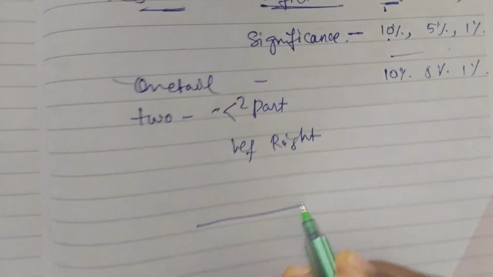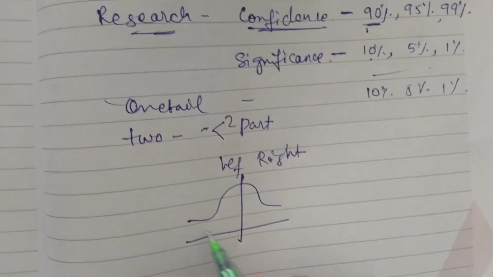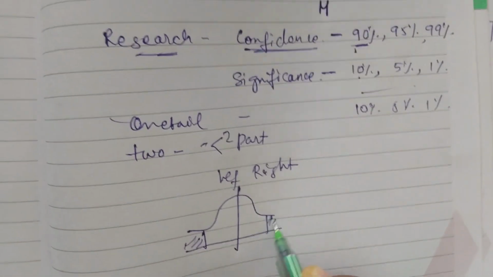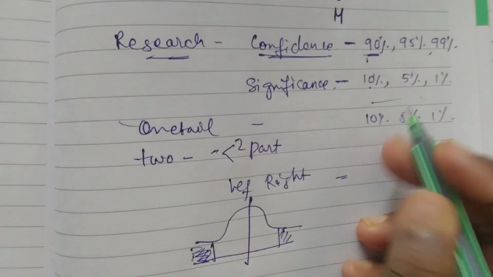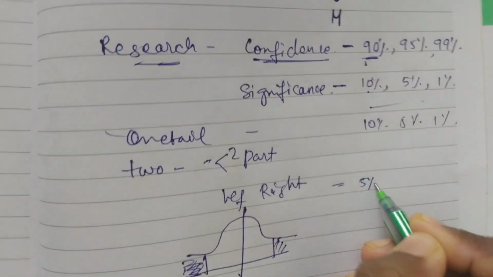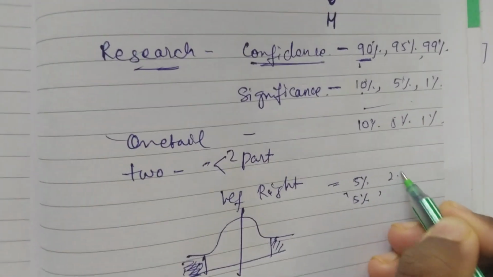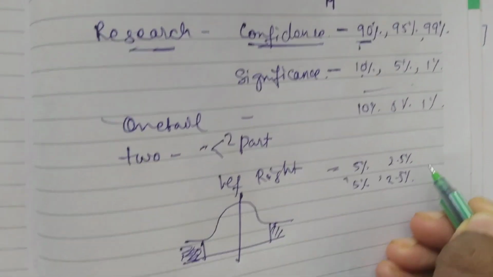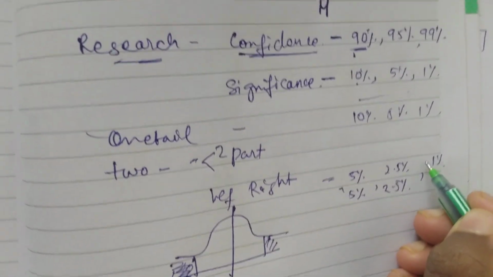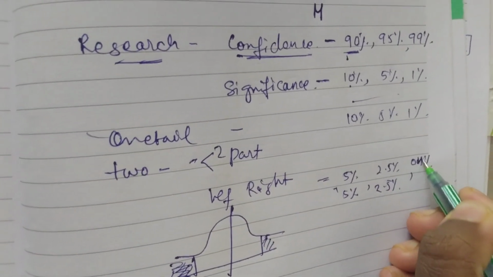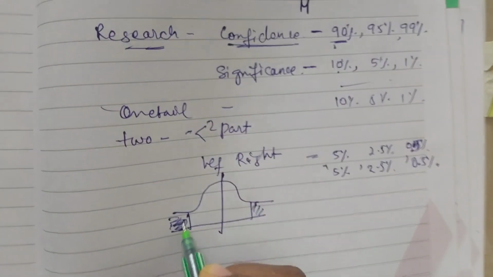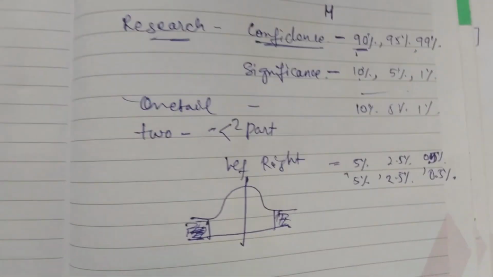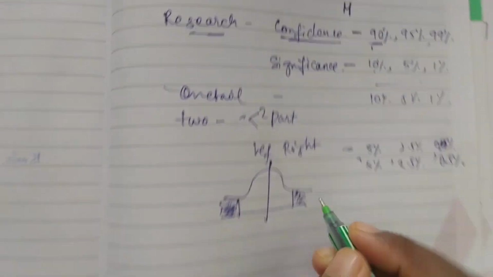So we will see the graph mostly for two tails. This is the graph he made. Here is one significance level, here is another significance level, and this shaded area will have half of the significance level. Like 5% on one side and 5% on the other side, or 2.5% on one side and 2.5% on the other side, or for 1%, 0.5% on one side and 0.5% on the other side. So it is equally divided in the two-tail test. I hope this much is clear.